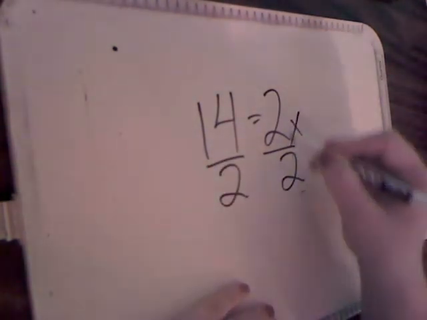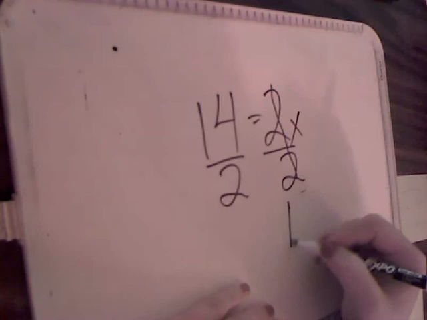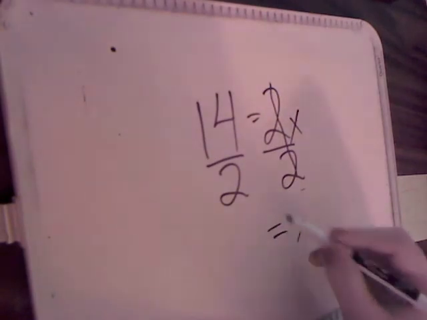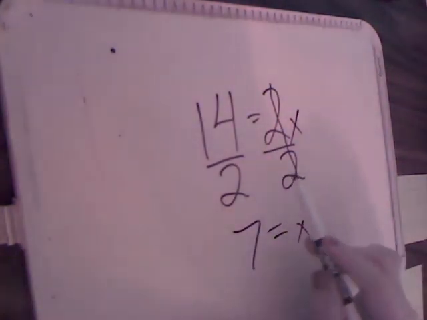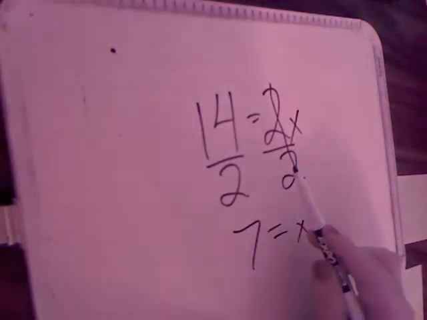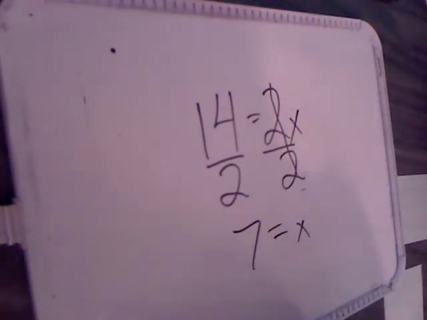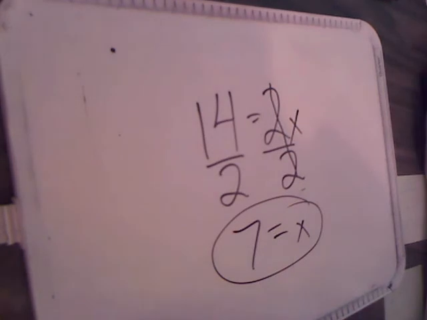2 divided by 2 is the same thing as 1, so we have 1 times x. 1 times x means nothing, get rid of that 1. 14 divided by 2 is 7. And keep in mind that if you don't do the operation to both sides, you're going to end up with the wrong answer, so make sure that you do. And in this case, we have our answer, which is 7 equals x. You'll normally see it as x equals 7. One way or the other, it's really not a big deal.